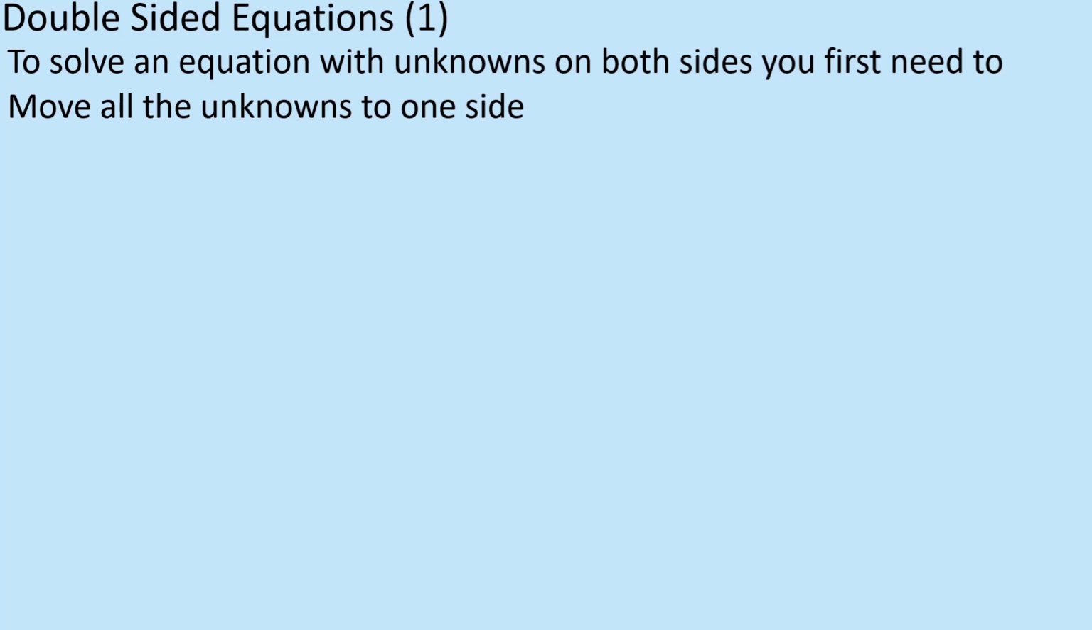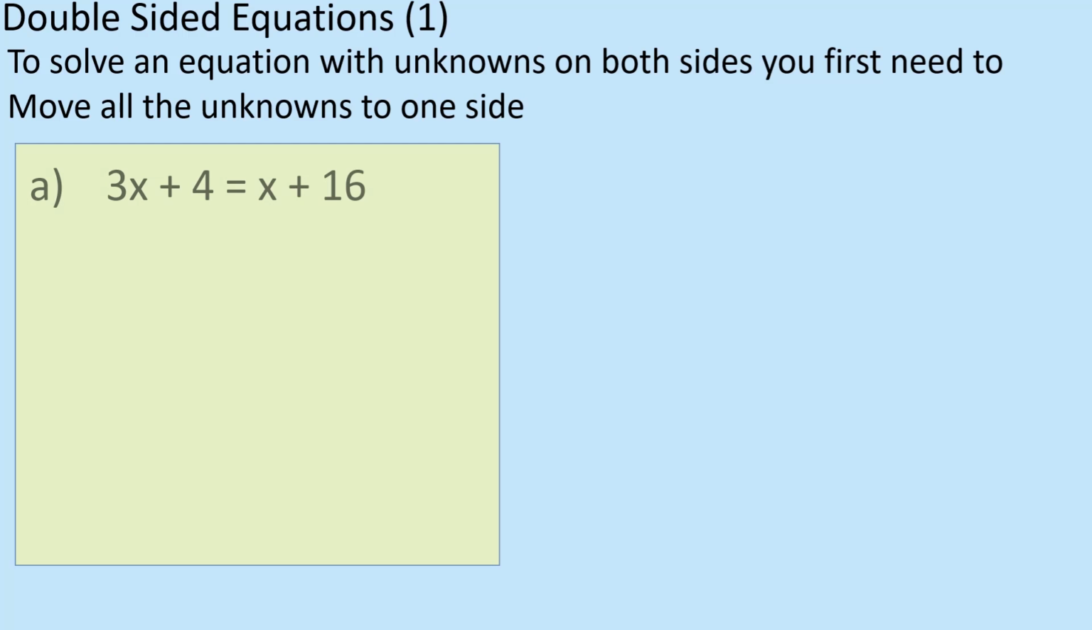To solve an equation with unknowns on both sides, that's what we mean by a double-sided equation. That means you've probably got an x on one side and an x on the other side. It just makes it a little bit more complicated. But the first step is you need to move all the unknowns, all the x's or whatever the letter is, onto one side. That's the first step you need to achieve. And anything that's not that variable, or not the x, needs to be on the other side. All right, so let's see what we've got.